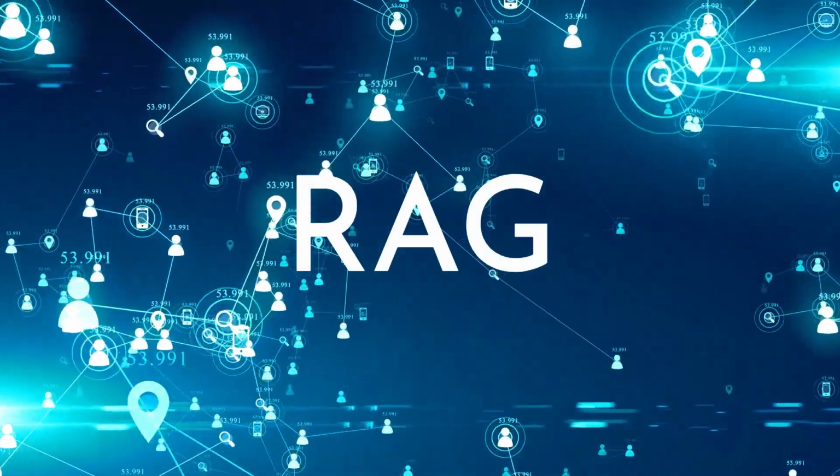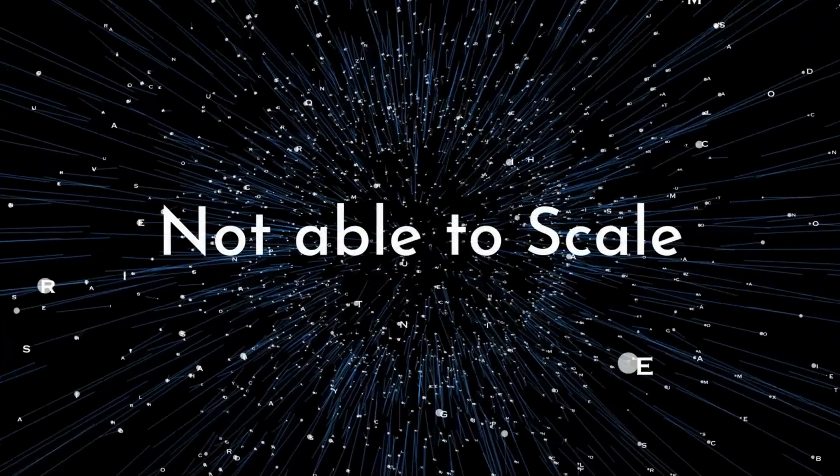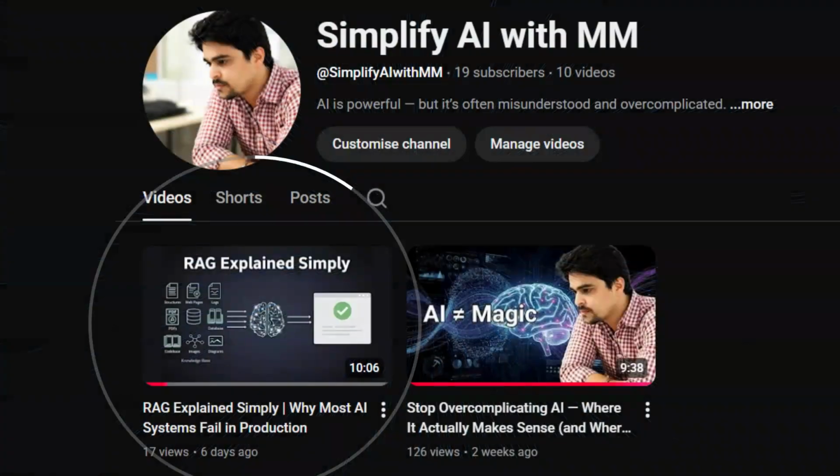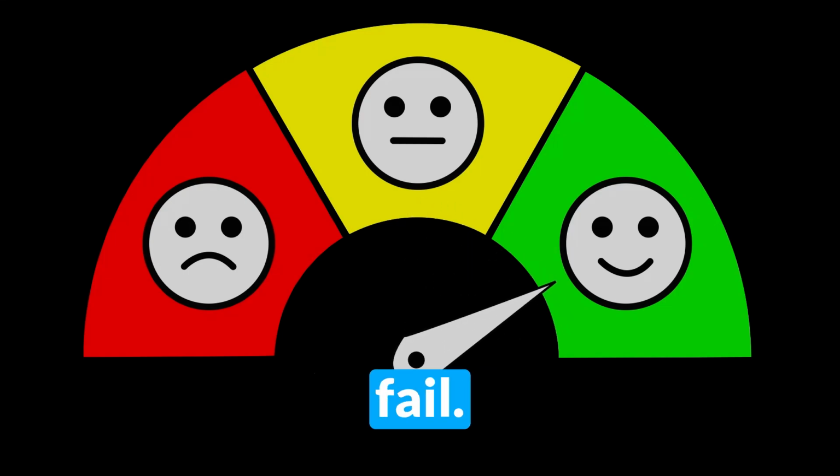Let's connect this back to RAG. In a RAG system, documents are chunked. Chunks are converted into vectors. Vectors are stored in a vector database. User questions become vectors. The closest vectors are retrieved. Those retrieved chunks are sent to the model as context. Without vector databases, RAG cannot work at scale. I have gone into detail on this topic in my video on RAG.